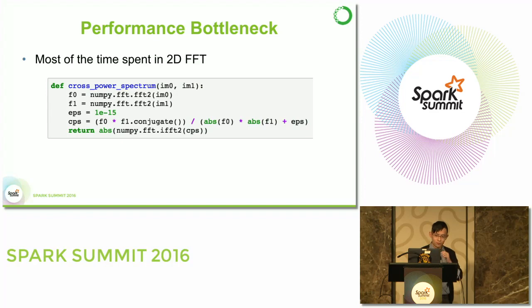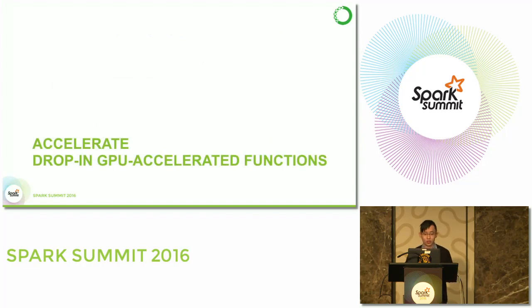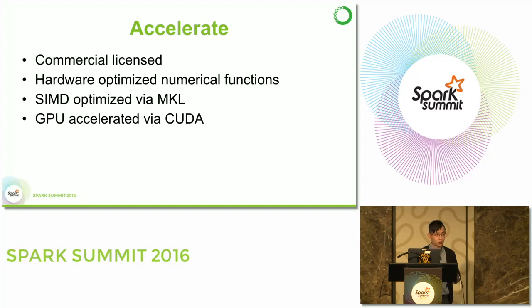And we know that we can speed up this FFT very easily. You can use Accelerate, the package, to really help you do that. Accelerate is a commercially licensed library with a collection of hardware-optimized numerical functions, like FFT and matrix multiplication. For the CPU, it has optimized functions that use MKL, and it has GPU-accelerated functions that use CUDA.